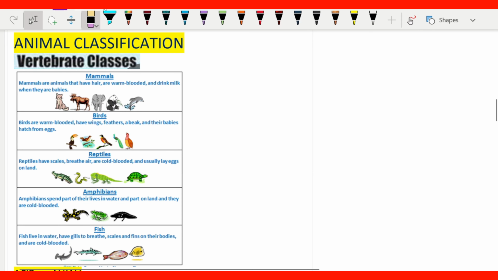Here we go. This is an animal classification. Vertebrate classes: mammals are warm-blooded and drink milk when they are babies, like us. Birds are warm-blooded, have wings, feathers, and a beak. Their babies hatch from eggs. Reptiles have scales, like crocodiles, breathe air, are cold-blooded, and usually lay eggs on land. Amphibians spend part of their lives in water and part on land, and they are cold-blooded. Fish live in water. They have gills to breathe, scales and fins on their bodies, and are cold-blooded.